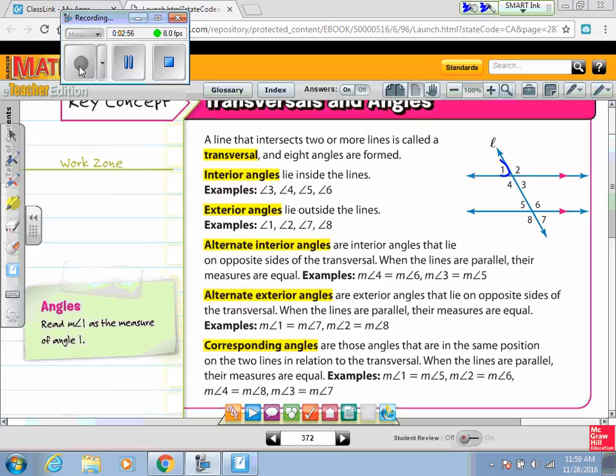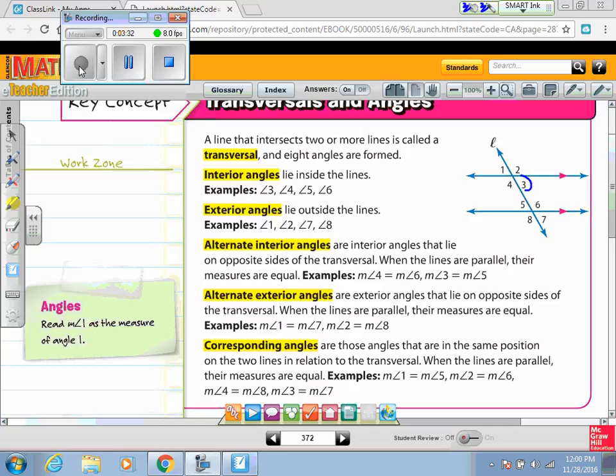1 and 7 are called alternate exterior angles, and they are equal because if 1 and 3 are equal and 3 and 7 are equal based on corresponding angles, then 1 and 7 are equal. So 2 and 4 are equal, and 4 and 8 are equal, so 8 and 6 are equal. So vertical angles, alternate exterior angles, and then if we have alternate exterior angles, we're going to have alternate interior.